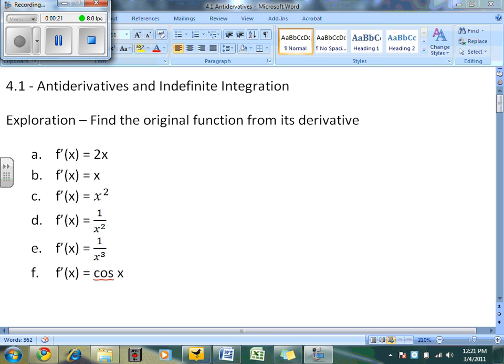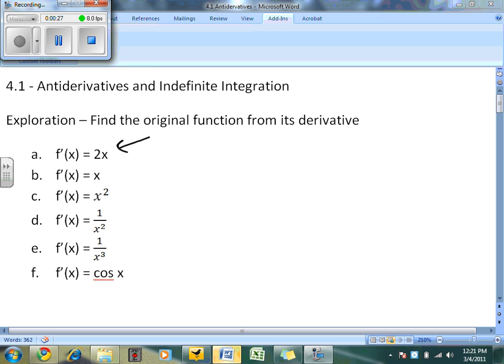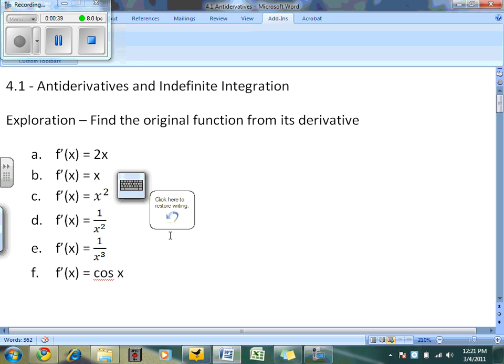All right, I want you to think about what was the original equation before we took the derivative to get 2x. What would I have had to have to get the derivative to be 2x? I want you to pause the video and think about each of these and try to come up with a system that you use. And then when you're done, play the video and I'll go through the answers here in a little bit.